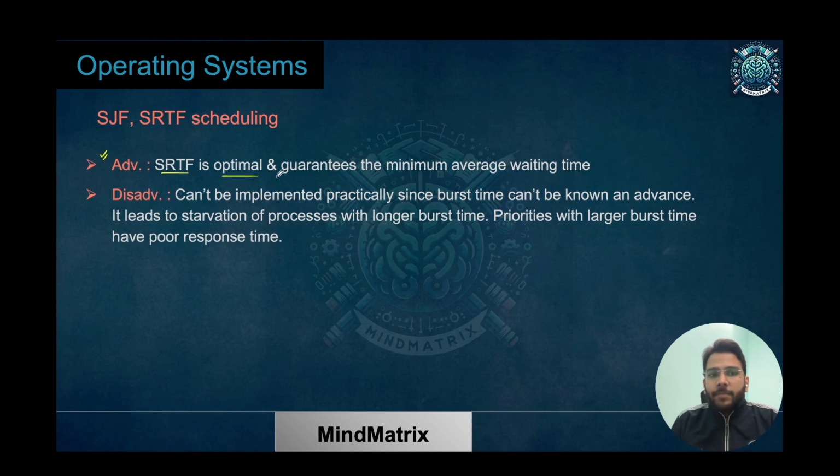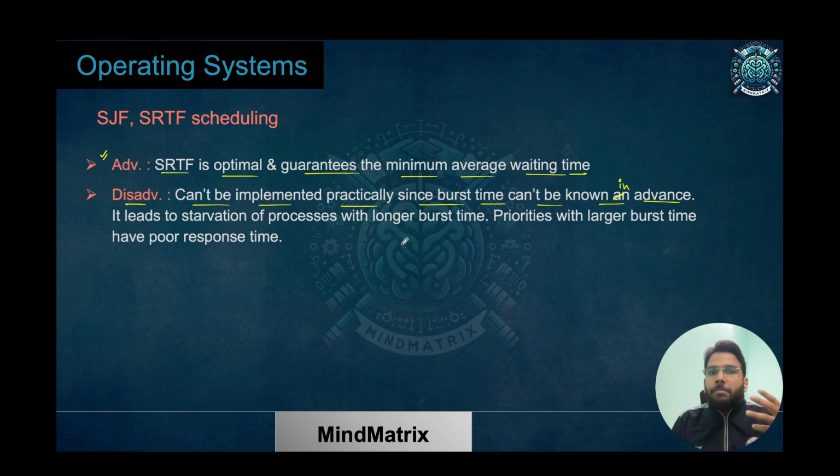SRTF is optimal and guarantees the minimum average waiting time, because we are considering the lowest burst time and it is also preemptive in nature. Now, what about the disadvantage? It cannot be implemented practically. Why? Since burst time cannot be known in advance. We don't know the CPU time or burst time of a process before even executing it.